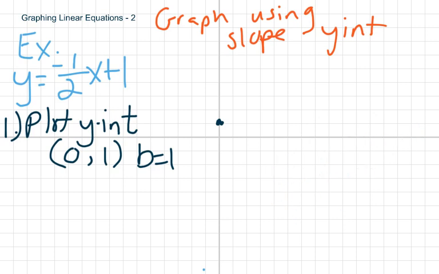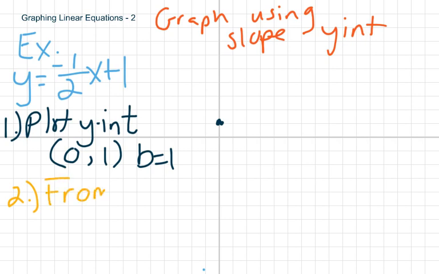If you plug in a 0 for the x, whatever you've got attached to that x is going to multiply to 0, and you'll be left with that number. So the first step in graphing using the slope and the y-intercept is to plot the y-intercept. The second step is to count.